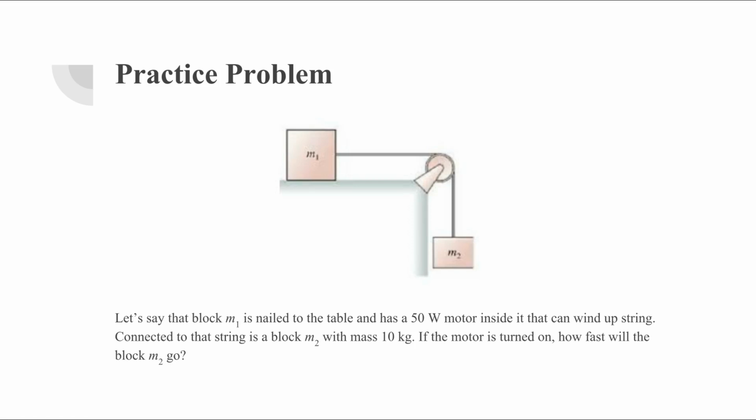So let's say block M1 is nailed to the table and has a 50-watt motor inside it that can wind up a string. Connected to that string is a block M2 with mass 10 kilograms, and it's tied to a pulley. If the motor is turned on, how fast will the block M2 go?